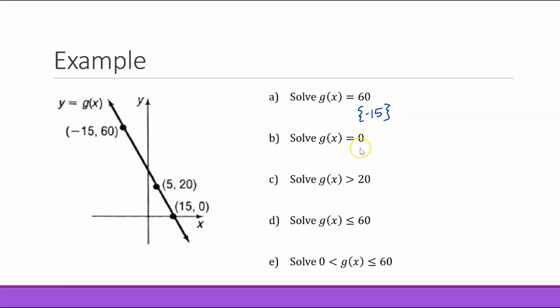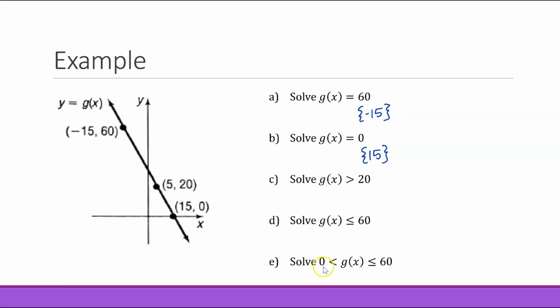Let's go ahead and take a look at part B. Solve, when does g of x equal 0? So when does this linear function equal 0? Remember, the y value, g of x is y. So at what x value does the y value equal 0? Well, the y value is 0 along the x-axis, so that happens at the x value, positive 15. So my solution here is positive 15.